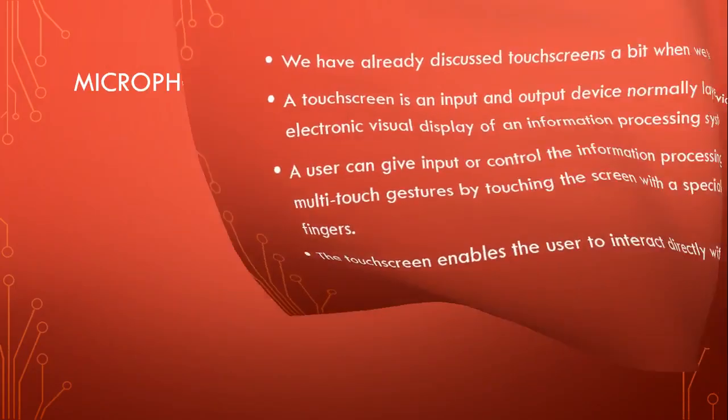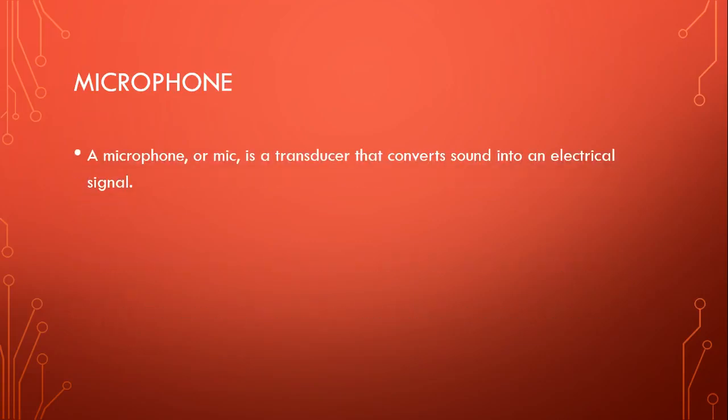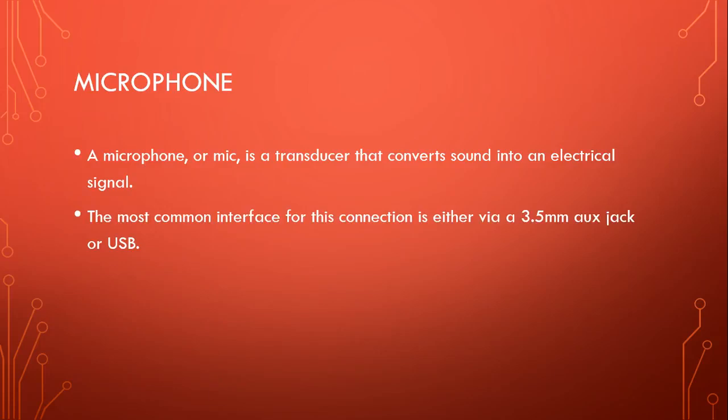All right, next one up is the microphone. Can't really talk about things without discussing the microphone, so let's just talk about that. The microphone, or mic, is a transducer that converts sound into electrical signal. Now, the most common interface for this connection is either via 3.5mm auxiliary jack or USB.